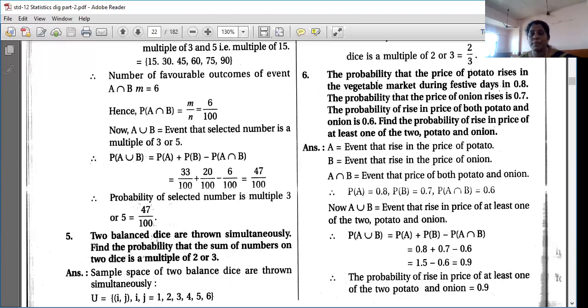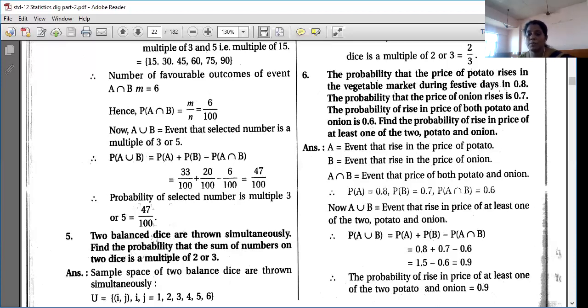So whatever is given, if it is directly given, if you feel it is easy, then also read the question 2 times minimum. Don't make mistakes, because if you are interpreting in a wrong way, then your solution will be wrong. Now P of A is 0.8 plus P of B is 0.7 minus P of A intersection B is 0.6. Then the solution is by subtracting 1.5 minus 0.6 gives 0.9.